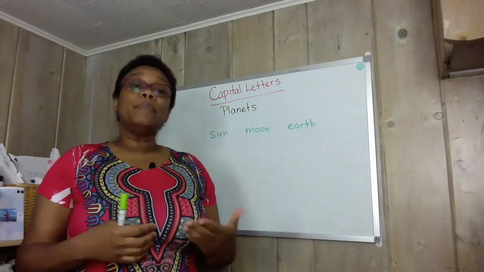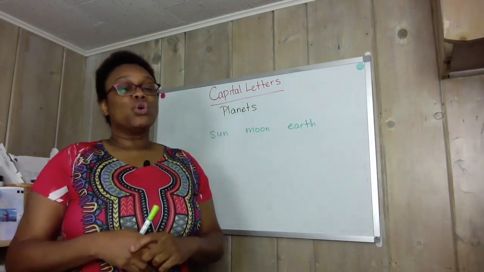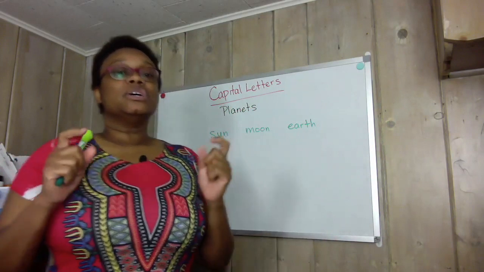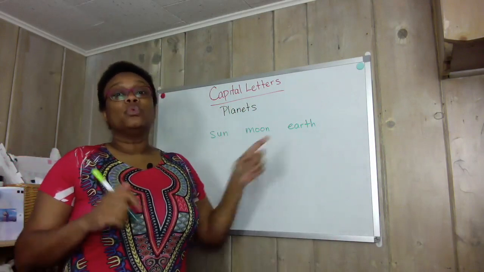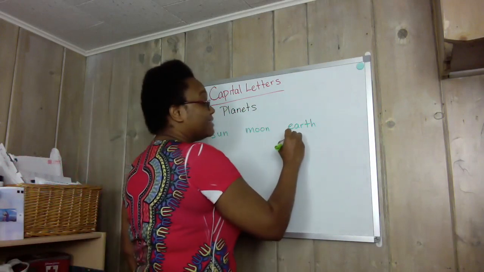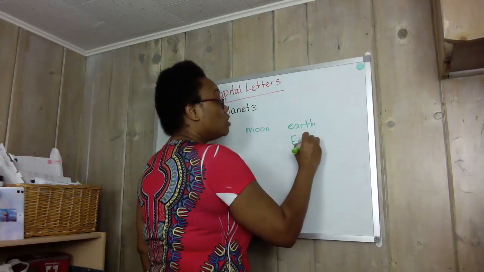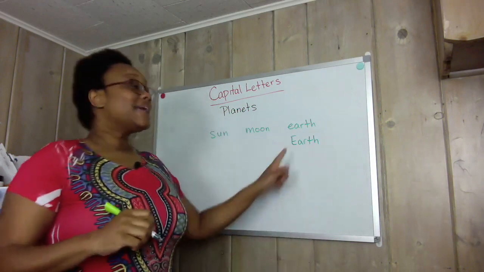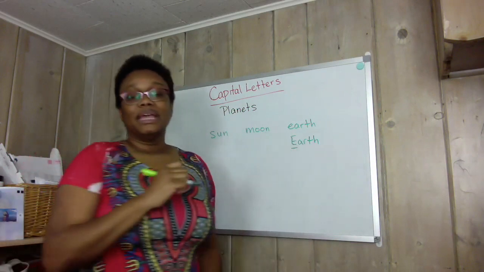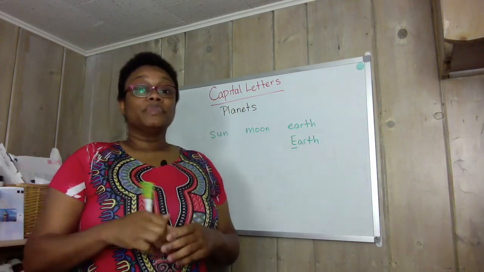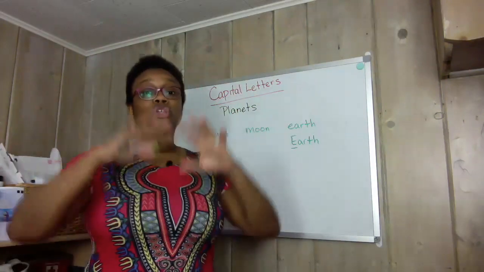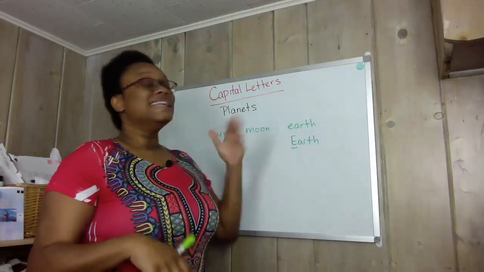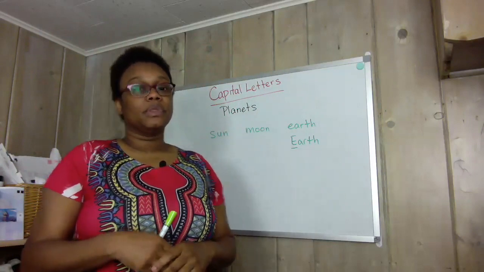Remember, only proper nouns get capitalized. So if I was specifically referring to the planet Earth, then that would get capitalized. So I'd say the planet that we live on is called Earth. I would capitalize the E. If I'm just talking about the earth is round, as in the world, the land, then it's a smaller e.